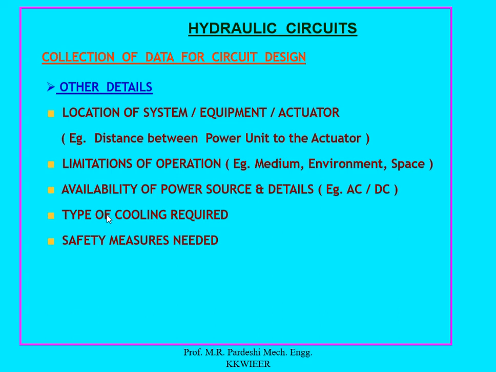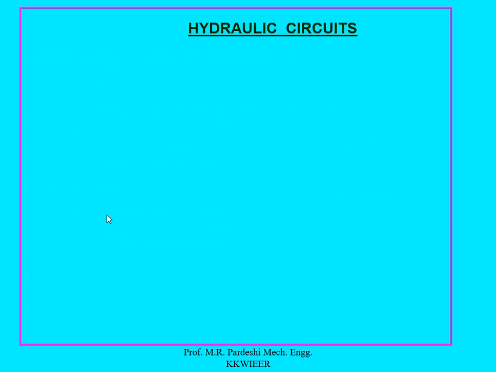In some applications the space is very limited, as you can say in vehicles, in four wheelers or in trucks. So in that limited space we need to occupy all the components. Then mobility of the power source and details, for example whether it is AC or DC. Then the type of cooling required. As far as heat generation is concerned, we need to decide the cooling requirement. Then we need to decide what safety measures are needed.